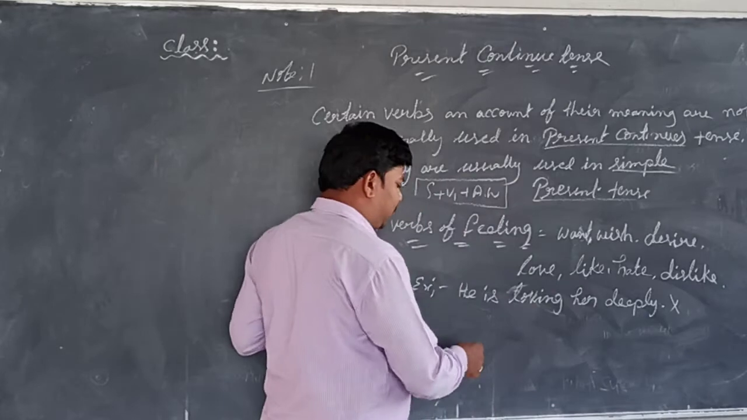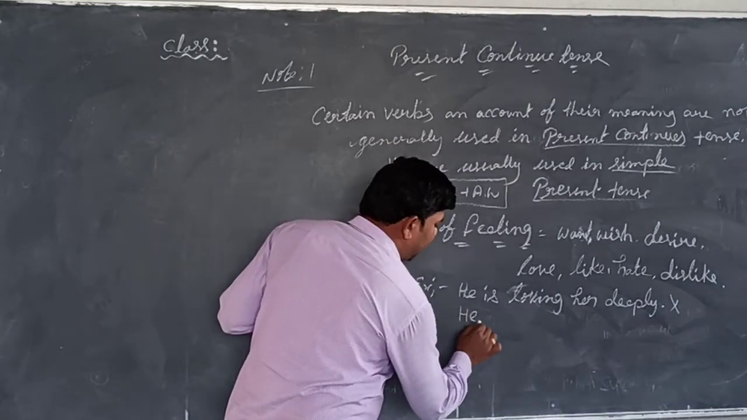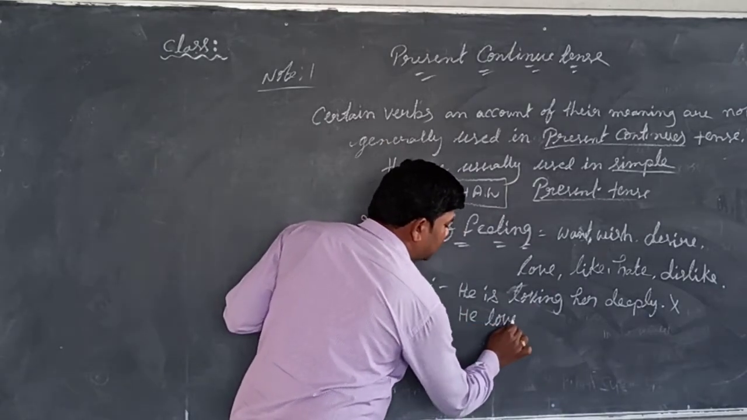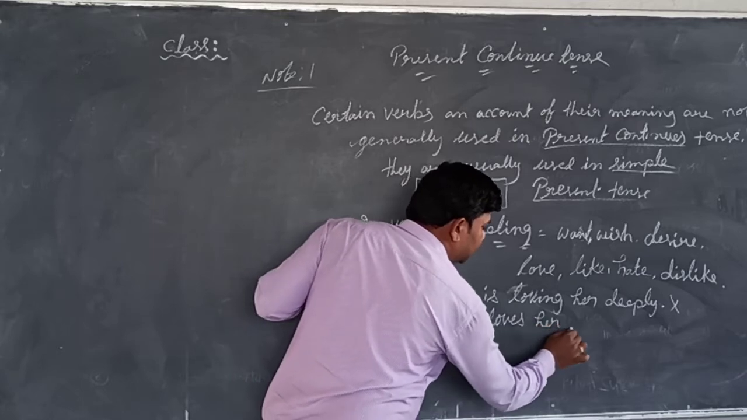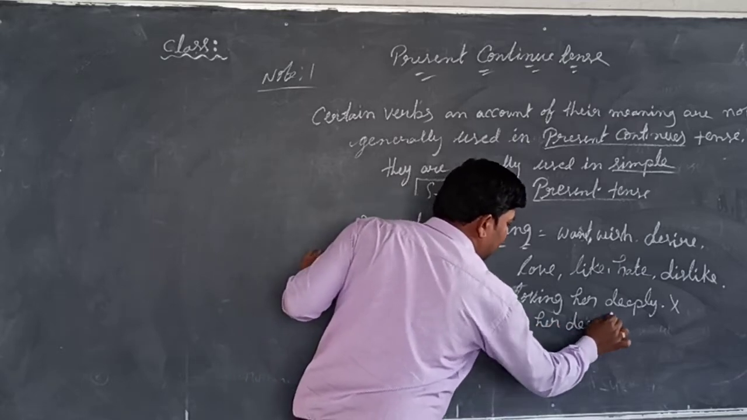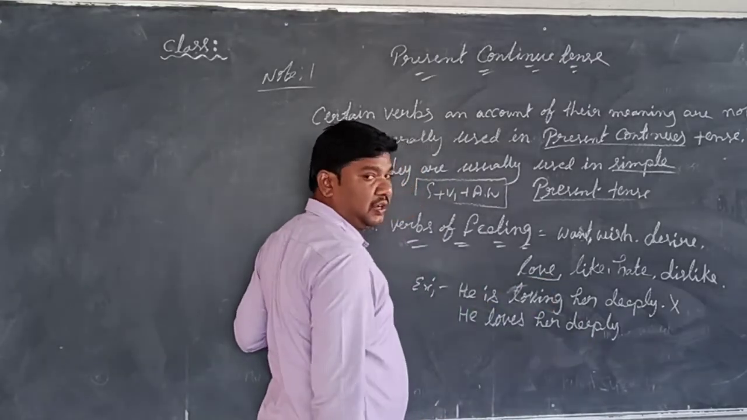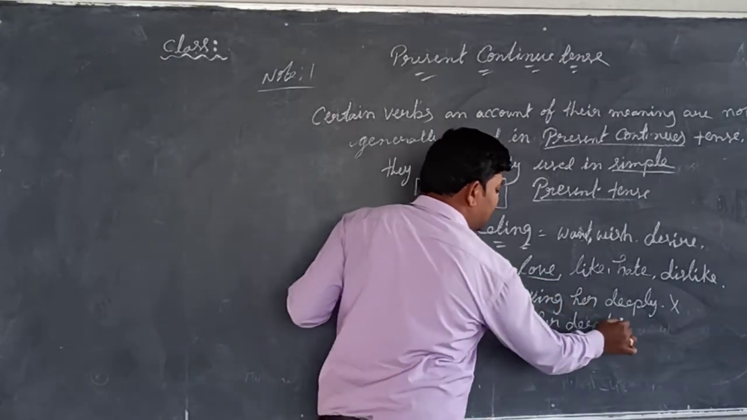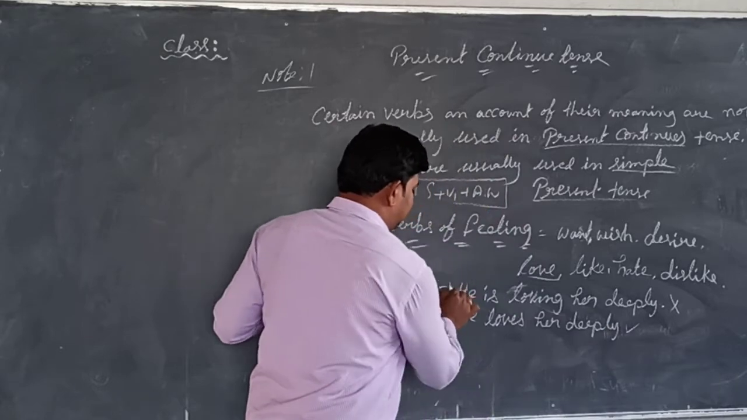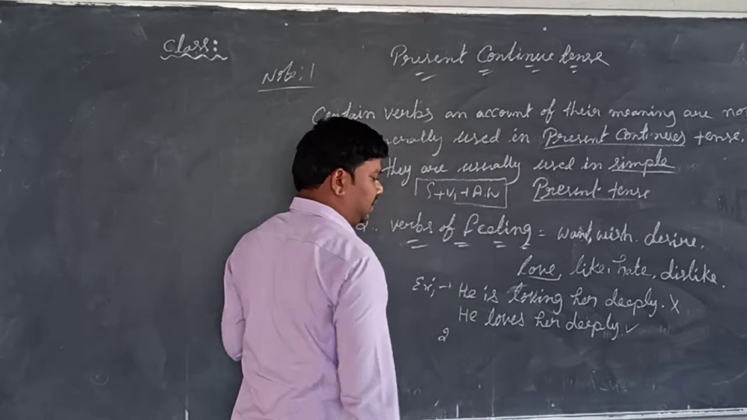But the correct sentence for this one is: he loves her deeply. This is the correct one. Why? Because love in present continuous is not possible, only simple present tense. Observe, students, you all should observe.